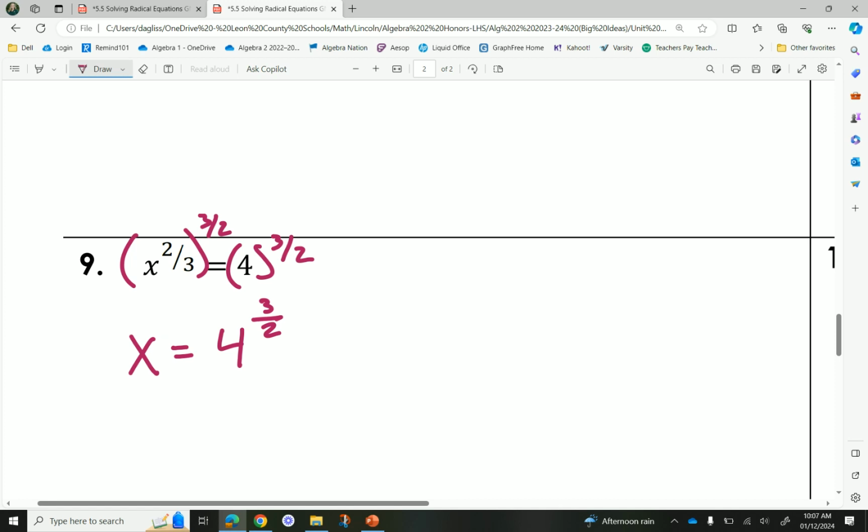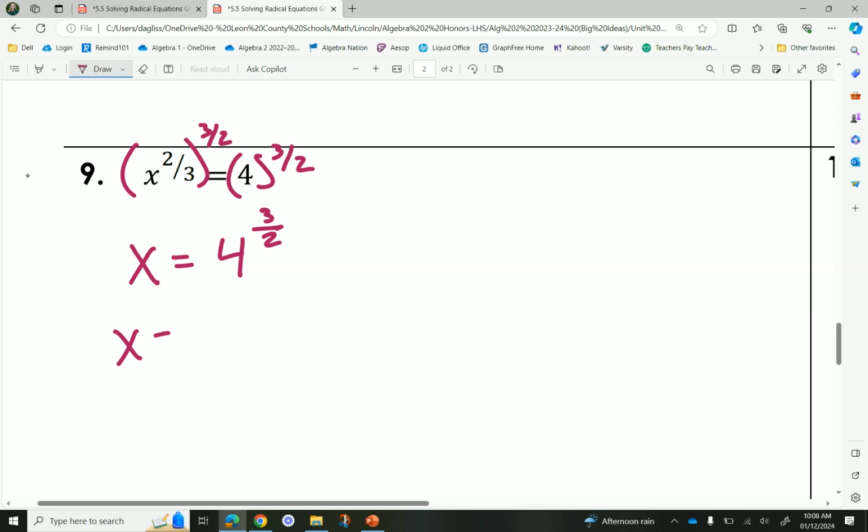Okay, you got calculators. You can type that in. But we also know that that's the same thing as me saying the square root of 4 cubed. The square root of 4 is 2. And 2 cubed is 8.